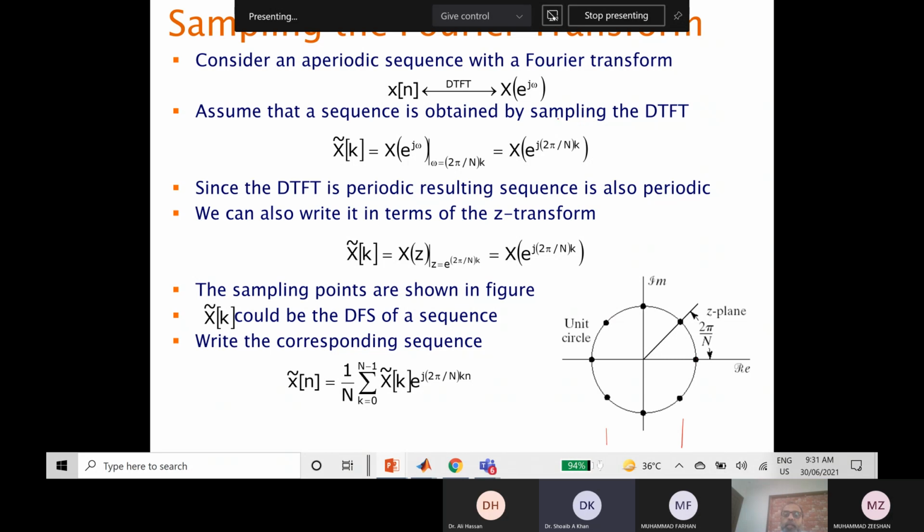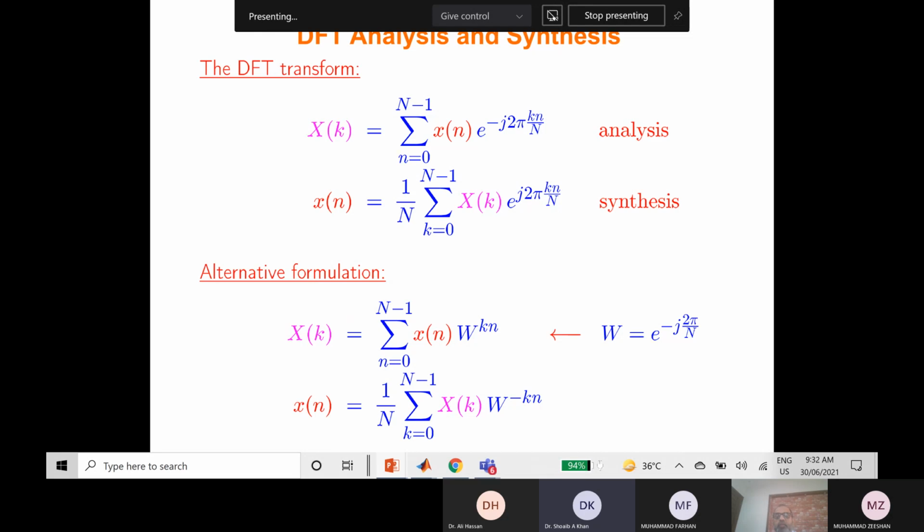So you are replacing omega by 2 pi n k. Omega is replaced by 2 pi n k. Okay, so the formula that results is the same as the formula of the discrete Fourier series. So you get the same formula as that of the discrete Fourier series formula. So these are the two formulas: one is the analysis formula and the other the synthesis formula, and they are exactly the same as the discrete Fourier series formulas.